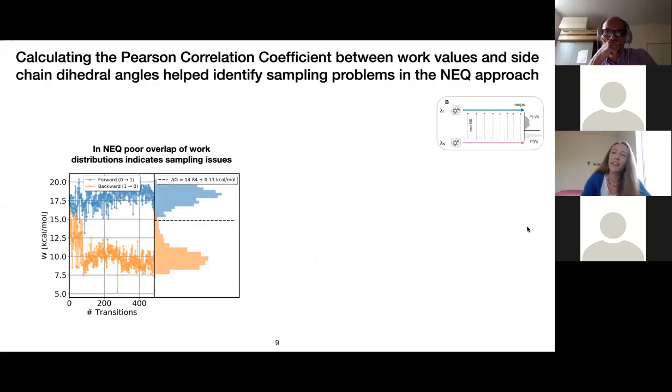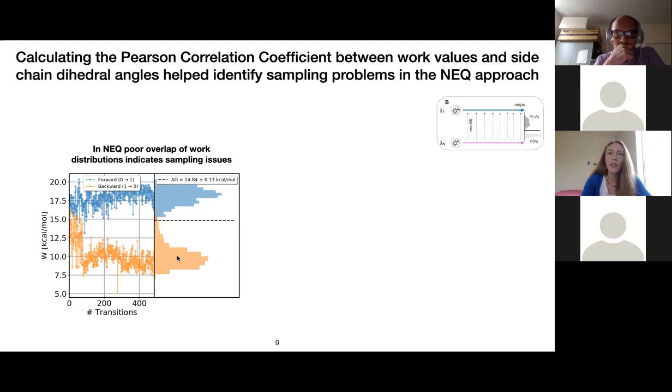And so in the non-equilibrium approach, one thing we really like to look at are the work values for all of the transitions here, for the ones in the forward direction in blue and the ones in the reverse direction, orange, and their work distributions. One thing that you can notice here is that in the reverse direction, there's this jump in work values. And also the two distributions don't overlap very well, which indicates that there's dissipated work and some sampling problems.